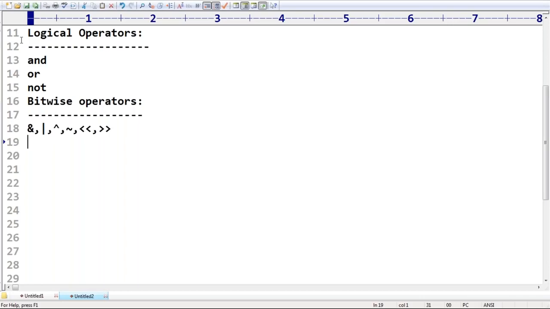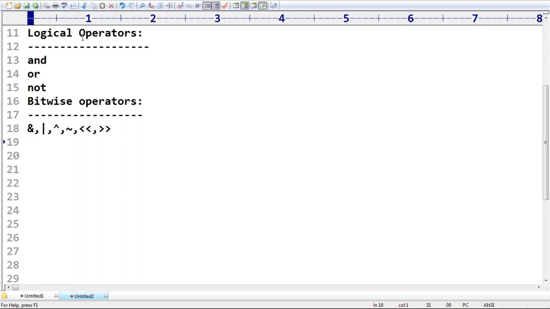We can apply these operators bitwise. These operators are applicable for int type and for Boolean type. We can apply them only for int type and Boolean type. By mistake, if you try to apply them anywhere else, then immediately we will get an error. Remember, these bitwise operators are applicable only for int type and Boolean type. If you apply them for any other type, immediately we are going to get a type error, right? Remember that.